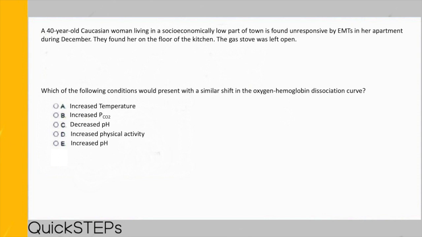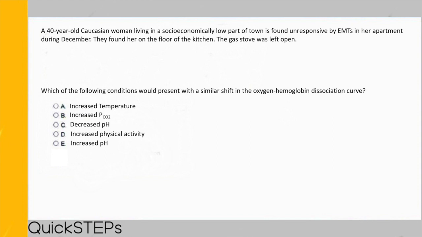So what causes a right shift? Well, you should know a low pH, also known as a high hydrogen concentration, an increase in CO2, an increase in temperature, and an increase in 2,3-BPG, which is part of the glycolytic pathway. What's the whole purpose of this question?